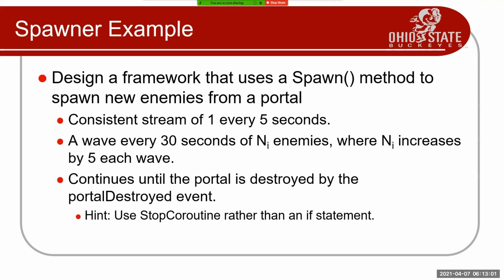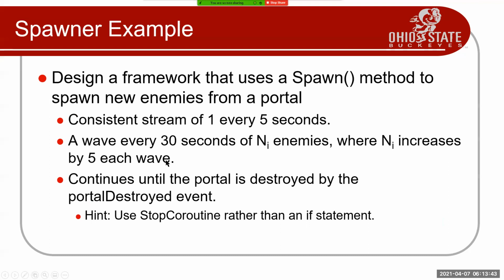Okay, well, let's try to make it a little more complicated, and this will be left as an exercise. So now we want to use the spawn method to spawn new enemies from a portal. So we'll add a portal. This is kind of coming out of Plants vs. Zombies, one of the game modes where you need to destroy the portal in order to survive, right? But it's going to have these waves. So I'm also going to have a consistent stream of one enemy every 5 seconds, and then we'll do a wave every 30 seconds where some number of enemies come out. But that number of enemies is going to increase by 5 each wave, okay?